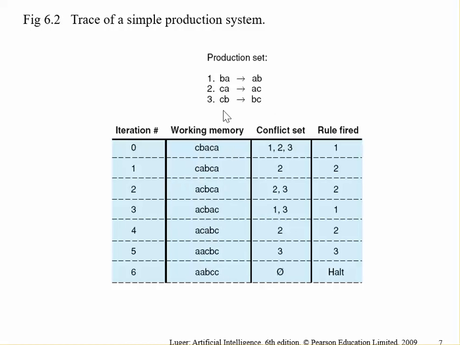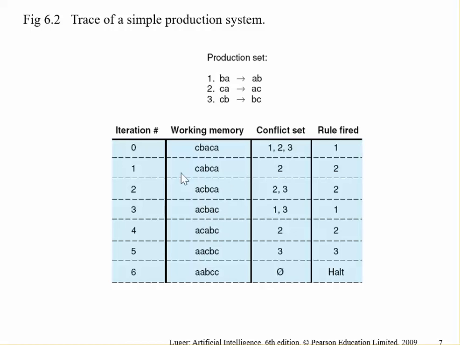Again, now we're going to check: is BA here? It is not. CA is here, so we got 2, and then CB is also part of the string. So these are the 2 rules. Now I need to decide which one is going to be executed. So we're going to execute 2. It executes again, changing the first CA that we find to AC. So now the CA is replaced by AC.